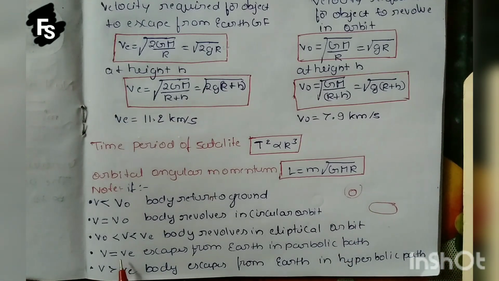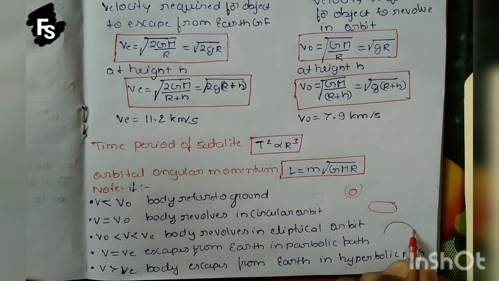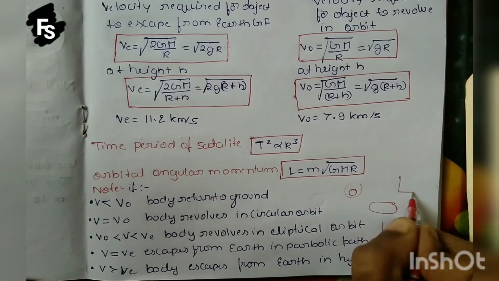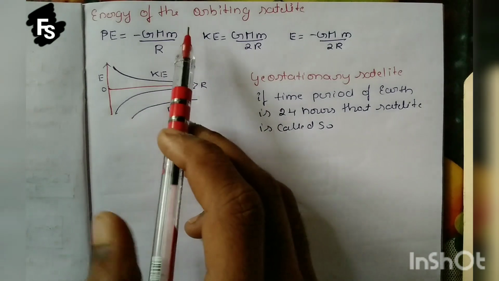If the velocity of the body is equal to the escape velocity, it escapes from the Earth in a parabolic path, like this. If the velocity is greater than the escape velocity, then the body escapes from the Earth in a hyperbolic path, like this.